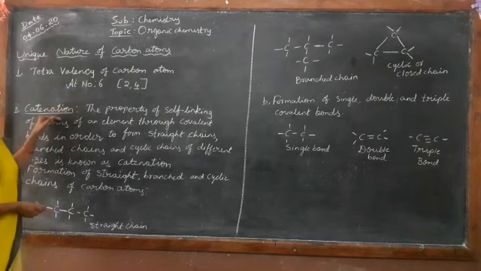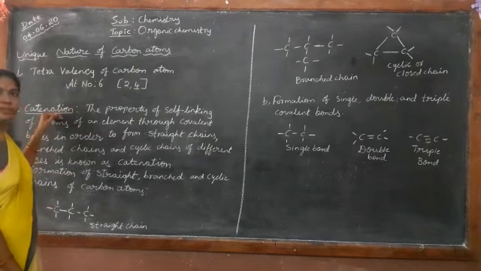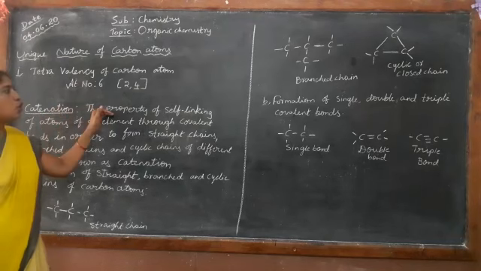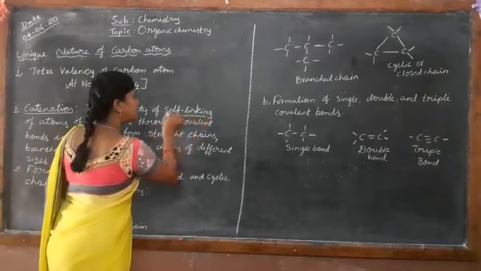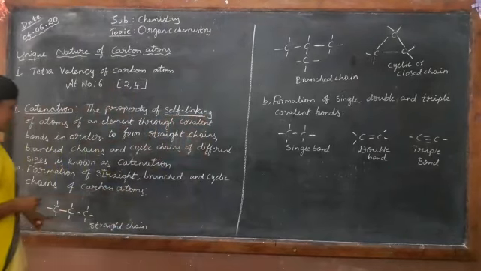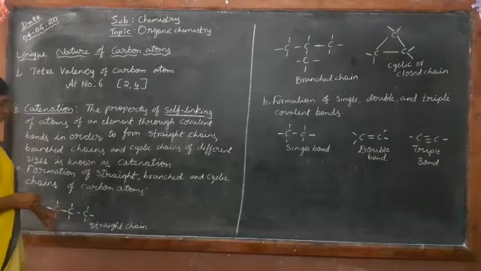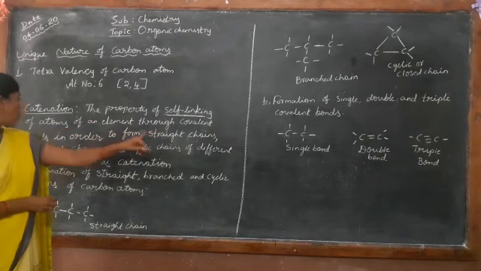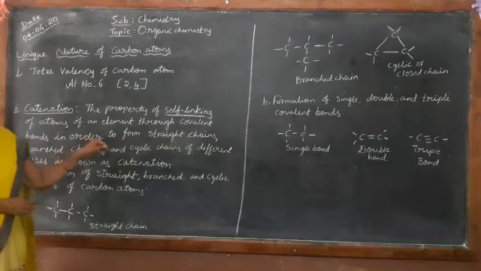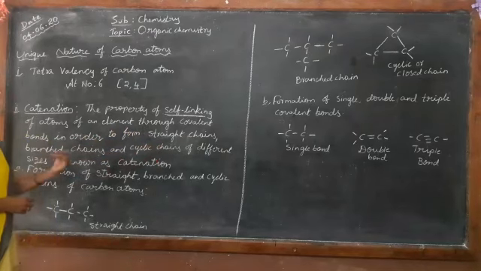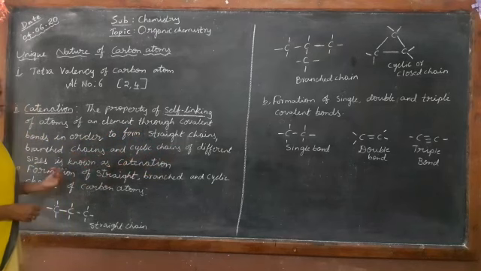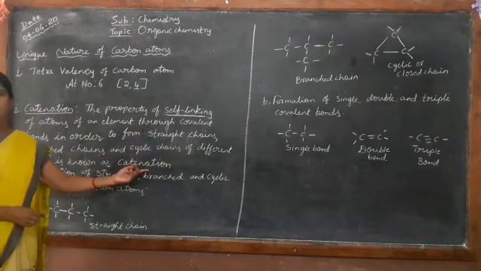The next one is catenation. What is catenation? The property of self-linking. Self-linking means the carbon atom will be linking to itself. The self-linking of atoms of an element through covalent bonds in order to form straight chains, branched chains and cyclic chains of different sizes is known as catenation.